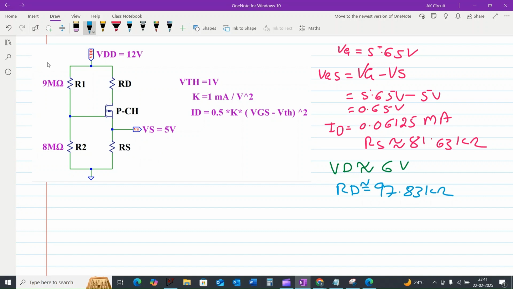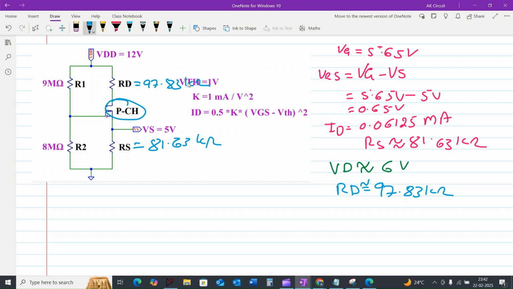And we have it. We successfully calculated the value of RD, which is equal to 97.83 kilo ohm, and the value of RS, which is equal to 81.63 kilo ohm for the P-channel MOSFET circuit.